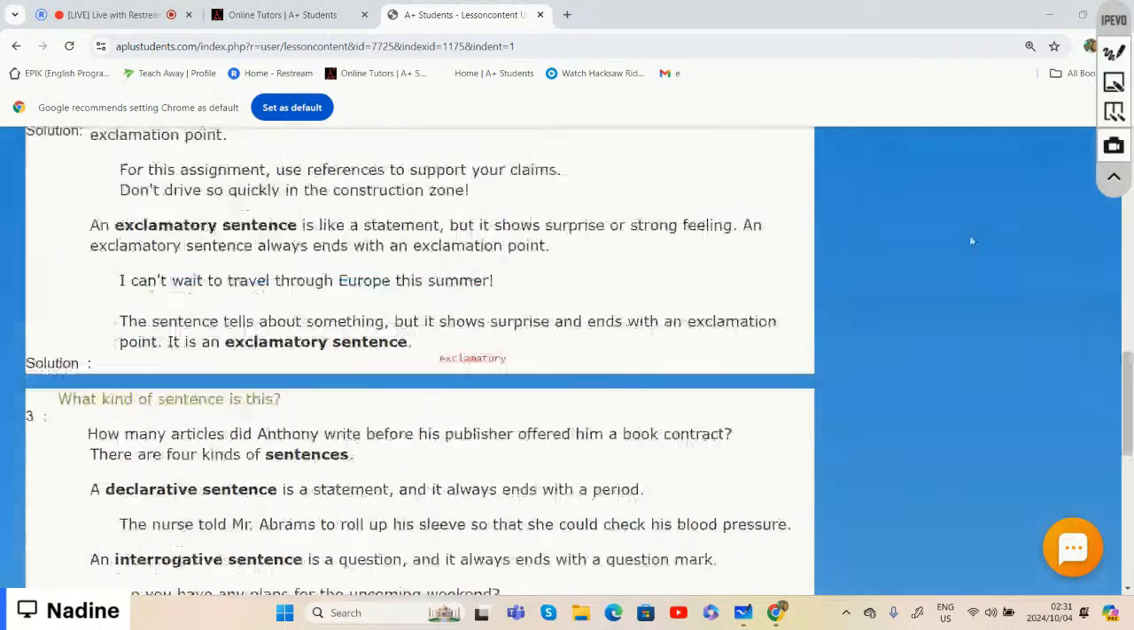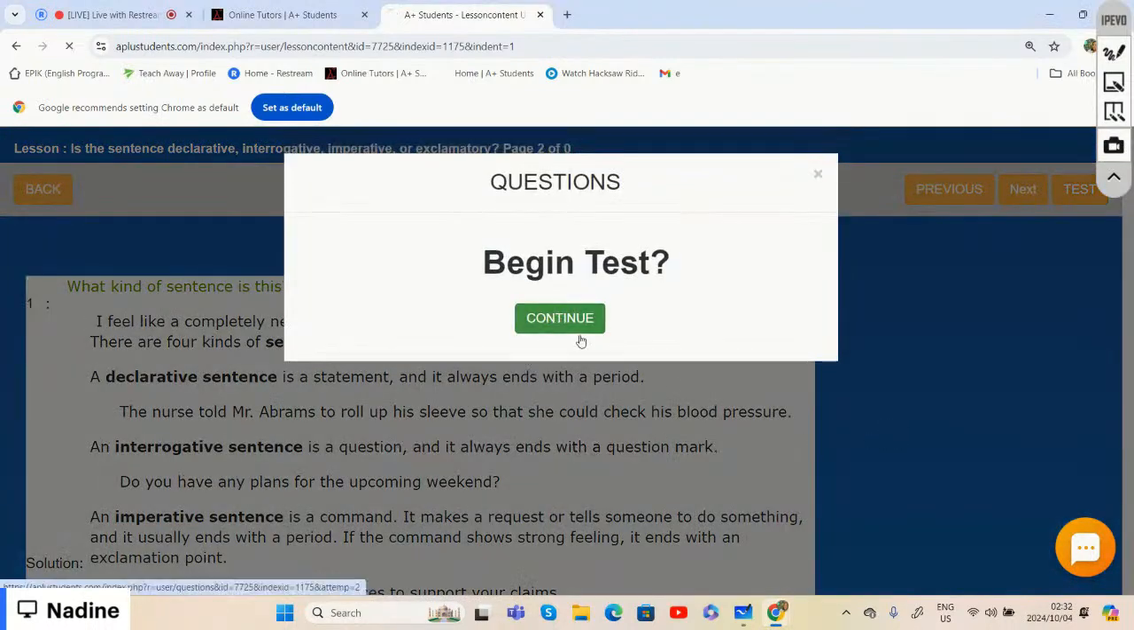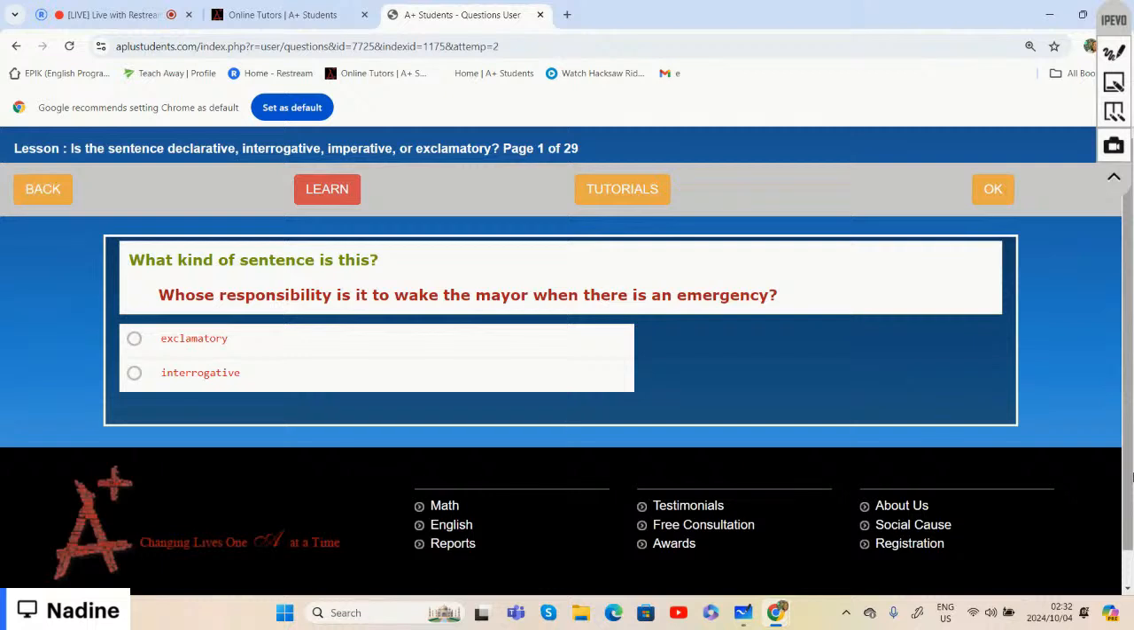Now we're going to our test, right? Where we're going to say, is this a declarative sentence? Is this an interrogative sentence, an imperative sentence, or an exclamatory sentence?